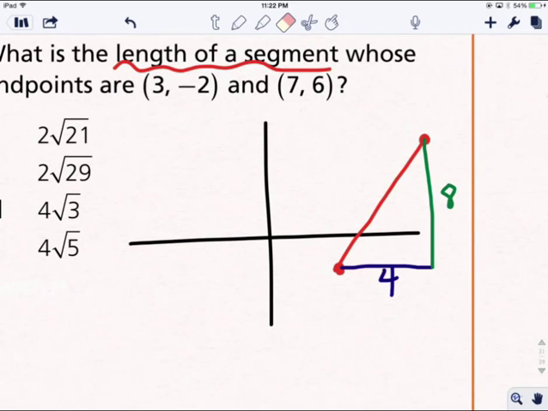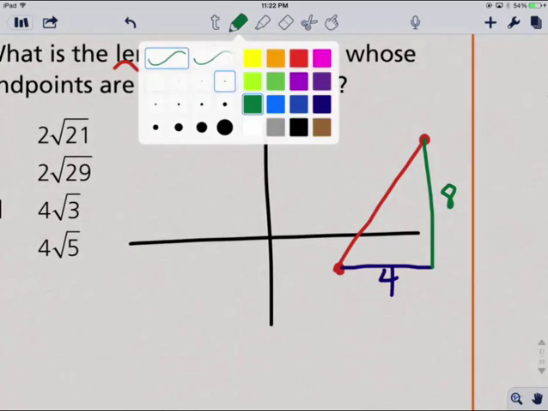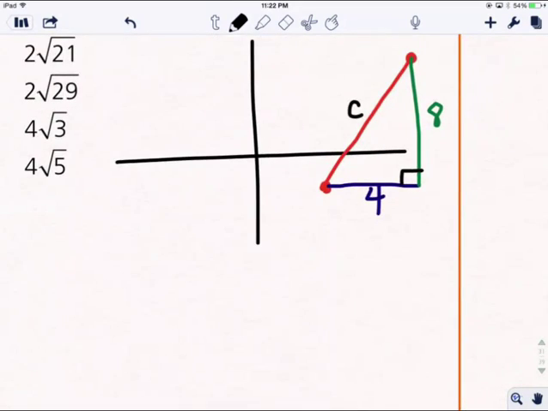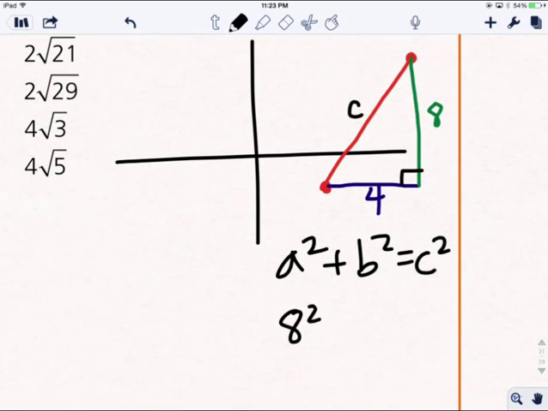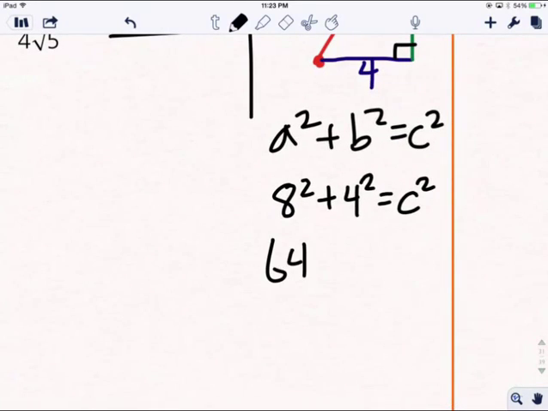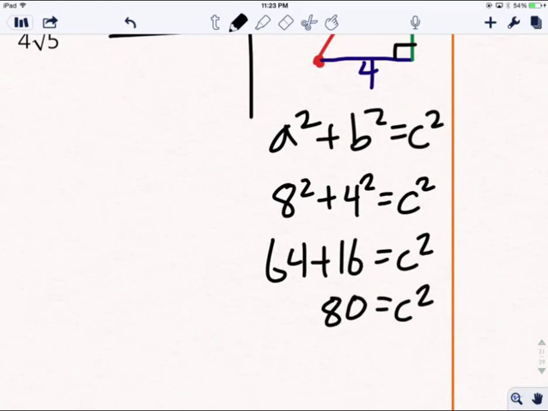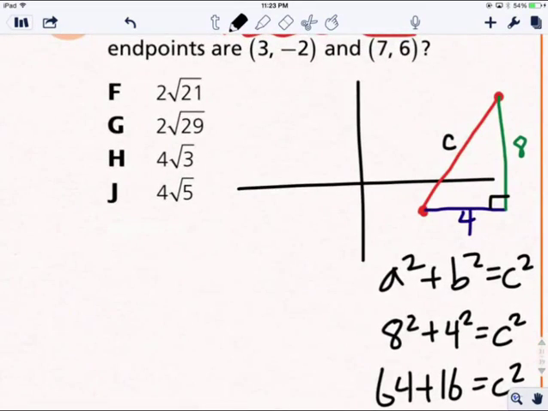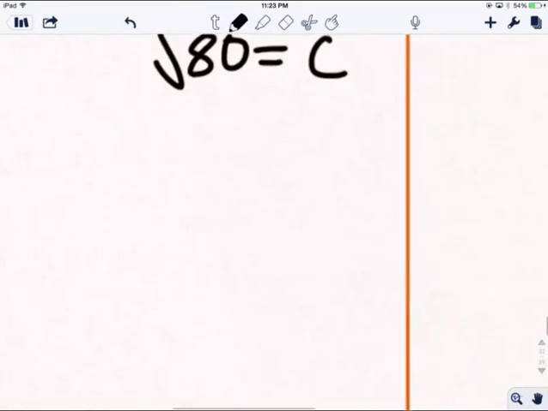So now we have the 2 legs of a right triangle, and we want to find the length of the hypotenuse, c, so we need to call upon the services of the Greeks. A squared plus b squared equals c squared, the Pythagorean theorem. So we know that 8 squared plus 4 squared equals c squared, 64 plus 16 equals c squared, 80 equals c squared, so c is equal to the square root of 80. Well, unfortunately, none of the answer choices is the square root of 80, so we have to simplify this radical.